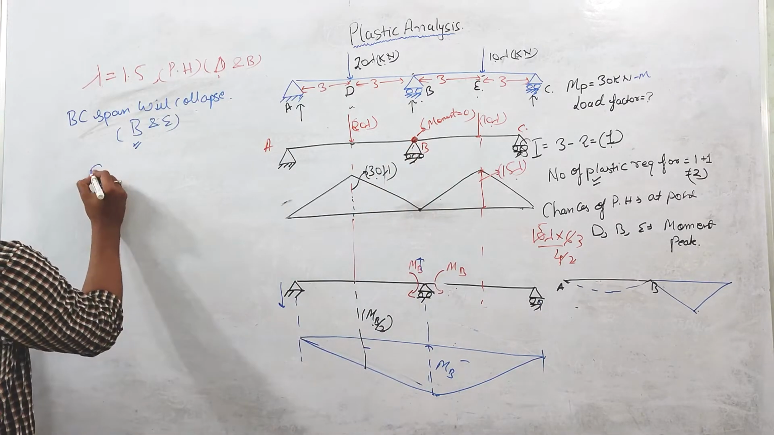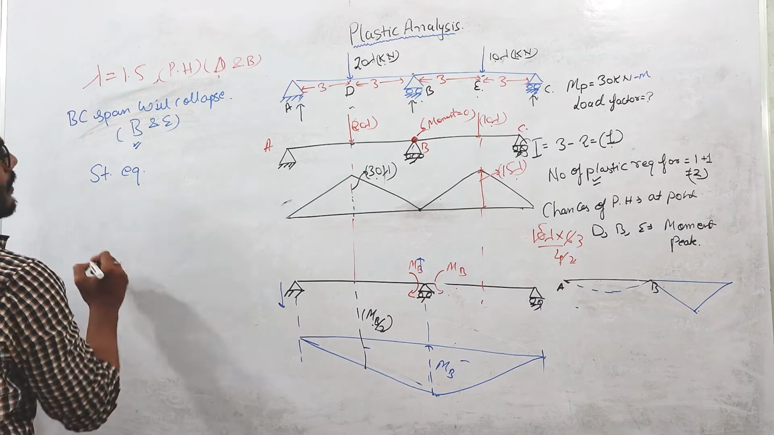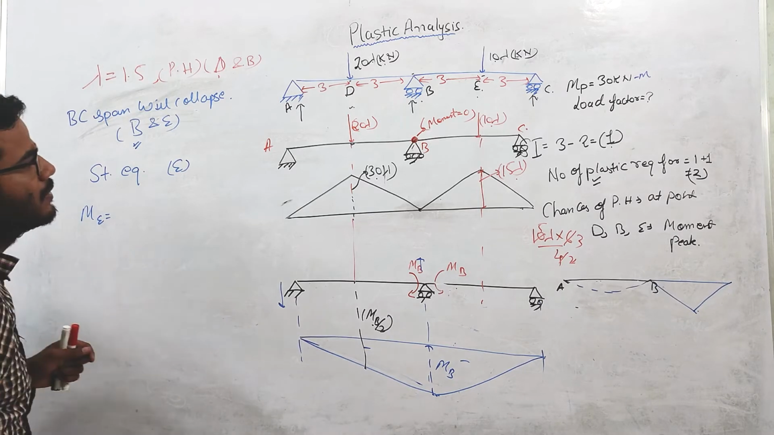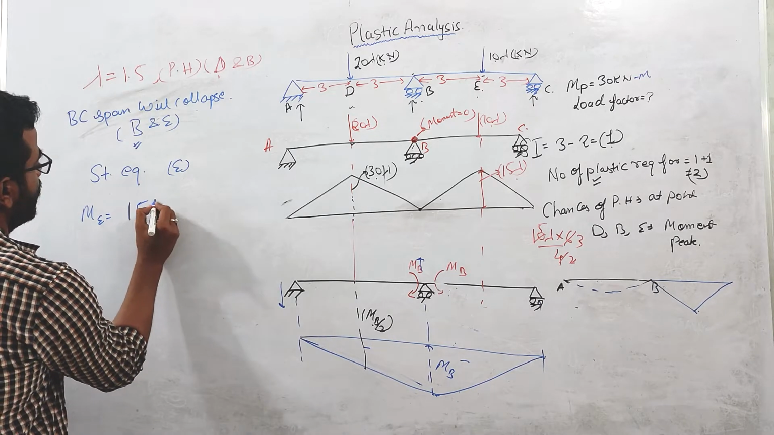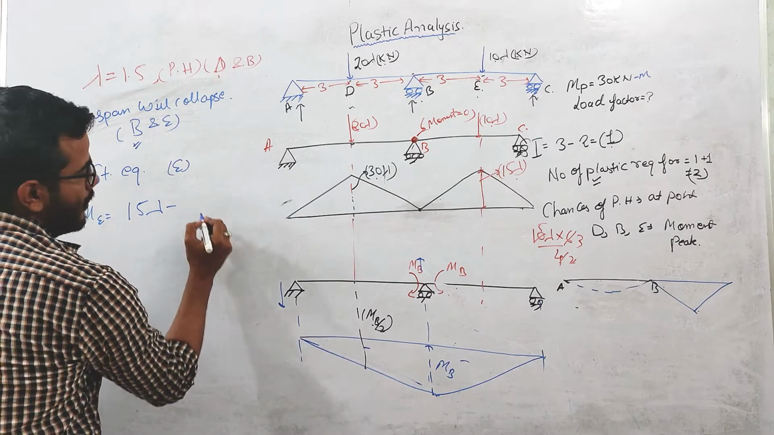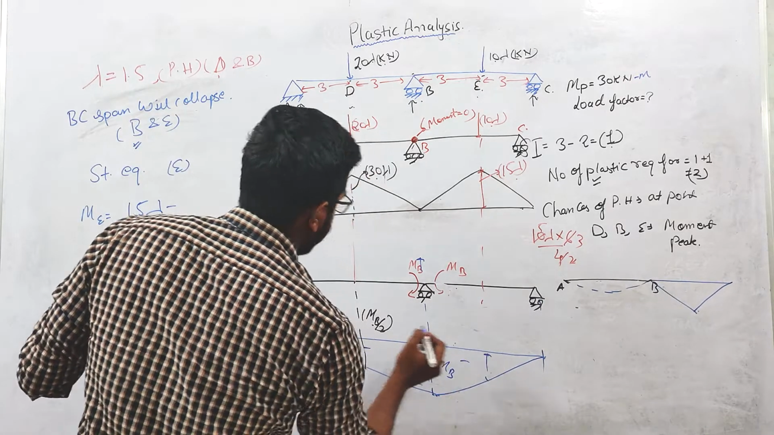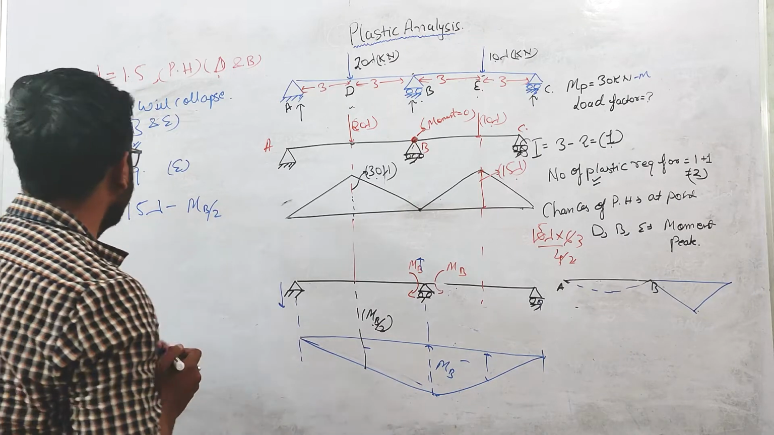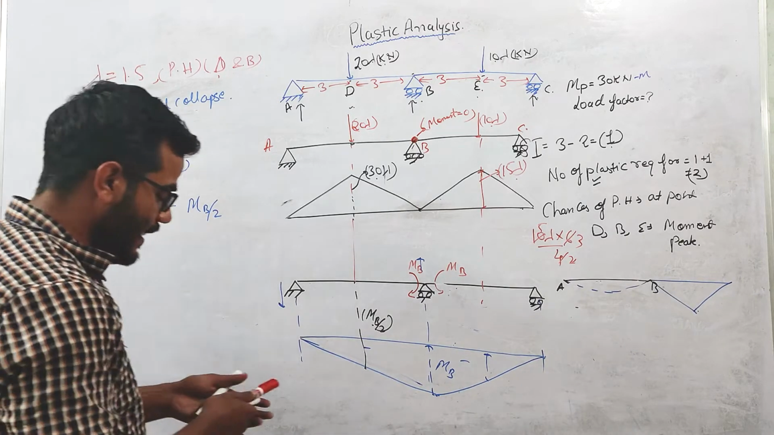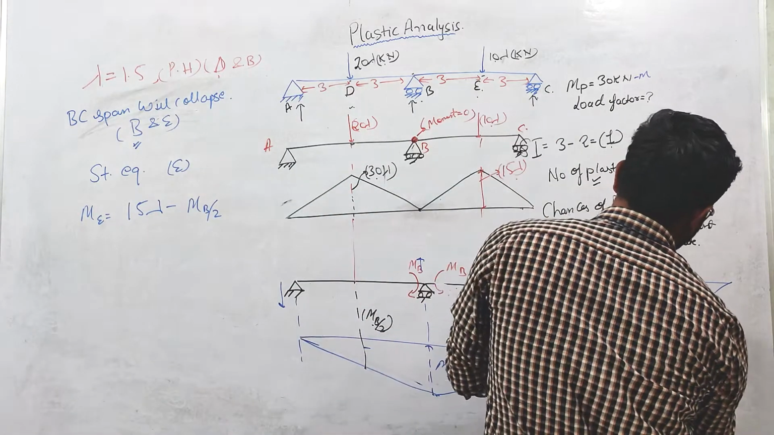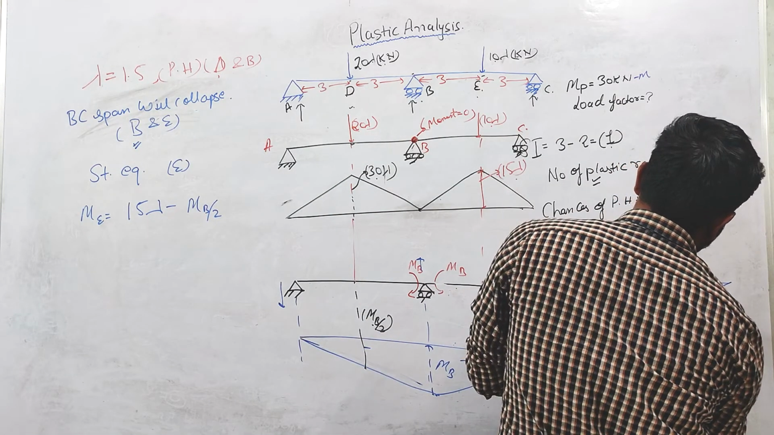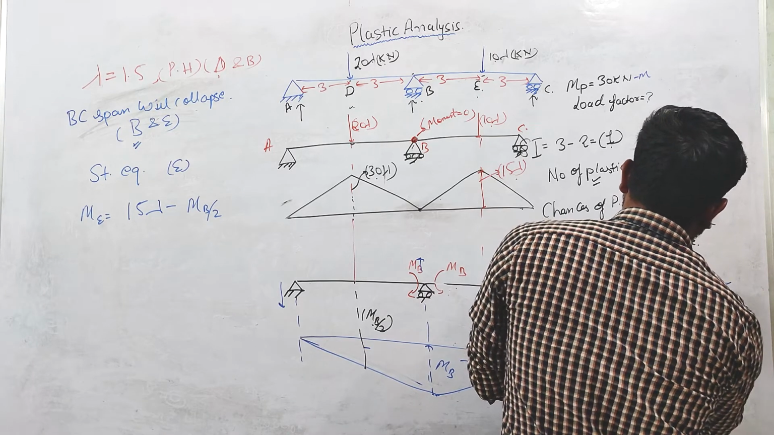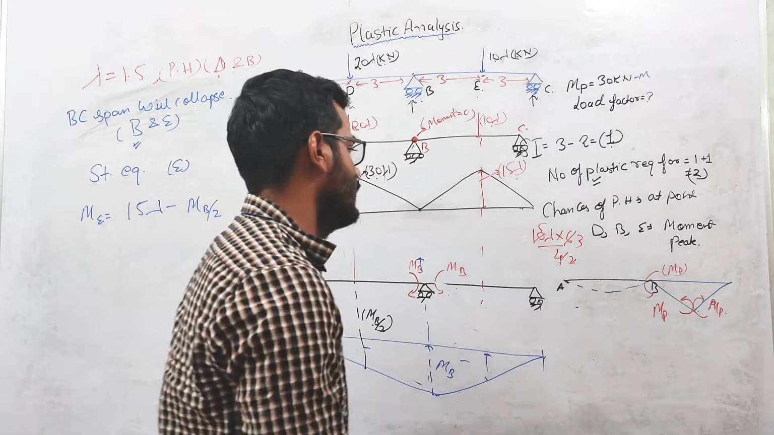So I will be writing the static equilibrium equation for the E point. ME will be equal to 15 lambda minus, again through linear interpolation, MB by 2. Again you can see that the direction of the MP will be opposite to the rotation. MP will be like this, and here MP will again be like this.